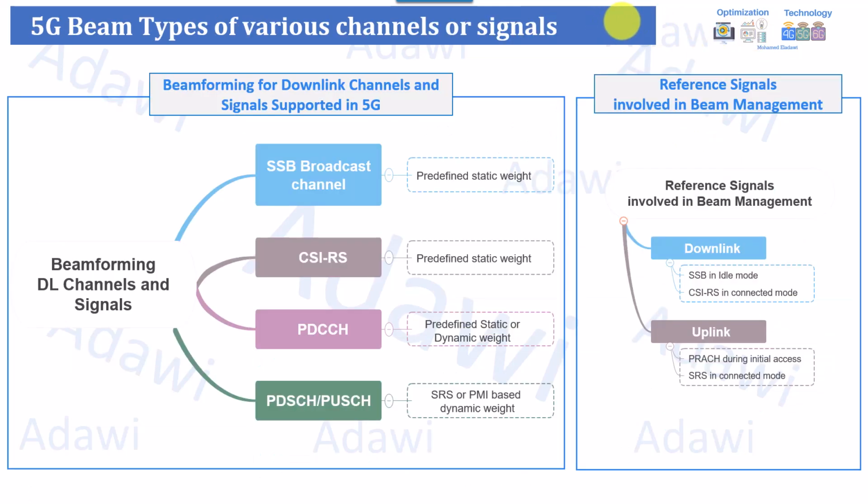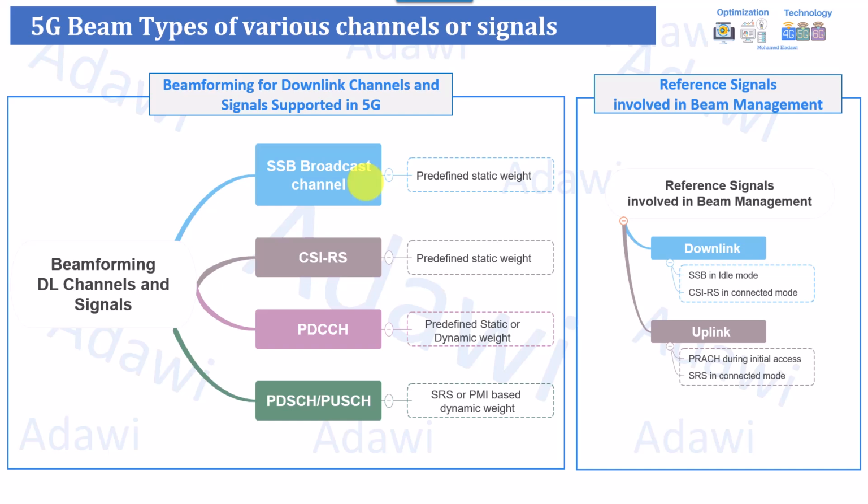As you can see in this slide, I have split it into two parts. First of all, unlike 4G, the beamforming for downlink channels and signals supported on 5G is much wider. If you remember, in 4G in general, even 4G massive MIMO, it was mainly supporting the traffic beamforming, which is related to the physical downlink shared channel or the physical uplink shared channel.